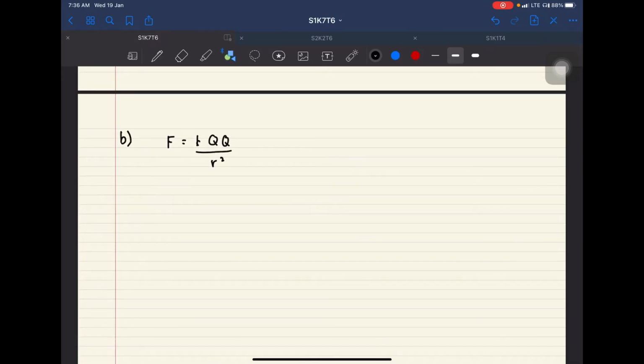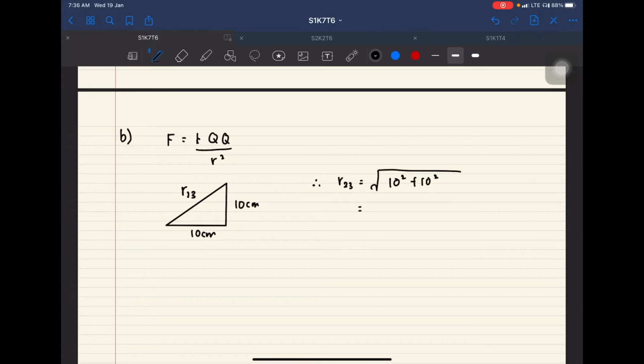So I just redraw the triangle over here. R23, this one is 10 centimeter, 10 centimeter, then R23 is square root of 10 square plus 10 square, 100 plus 100 is square root of 200, which is equal to 14.14. And remember that this one is in centimeter, so I might as well change to meter, 0.141 meter.